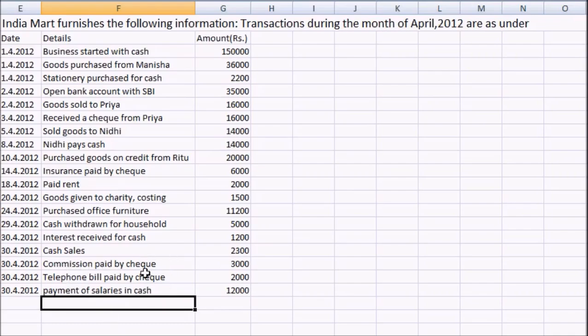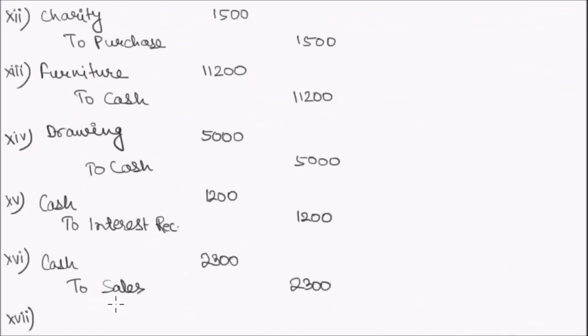Commission paid by check. Now there are two accounts involved here. One is commission account, which has been paid, and because of that bank account will decrease as it has been paid by check. So decrease in bank account would lead to be a credit, so bank account would be credited, and as commission has been paid and commission paid is considered to be an expense, so commission account to bank account would be our next journal entry.